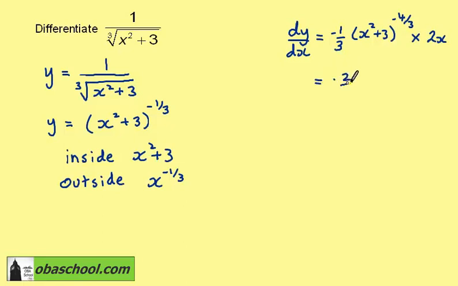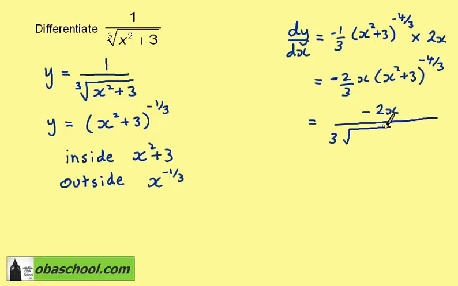This gives us minus 2/3 x times x squared plus 3 to the minus 4/3, and we have differentiated. Now we could tidy, which I'm just going to do to give me the same expression as we had in the first part of the example.